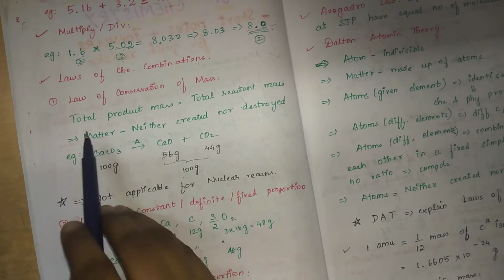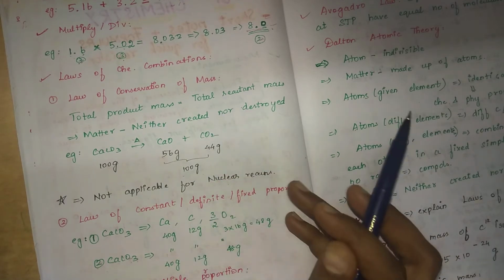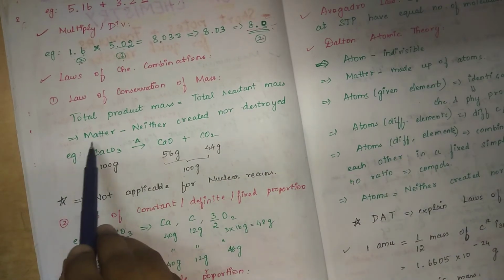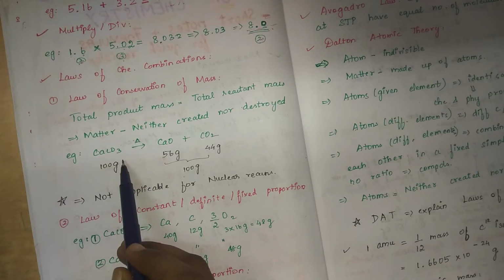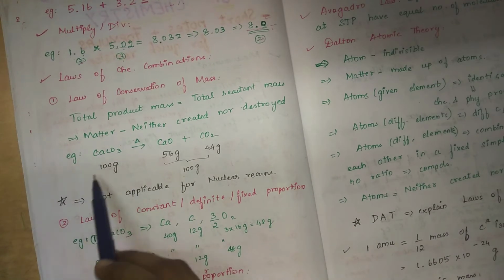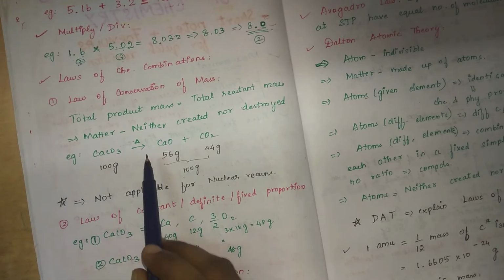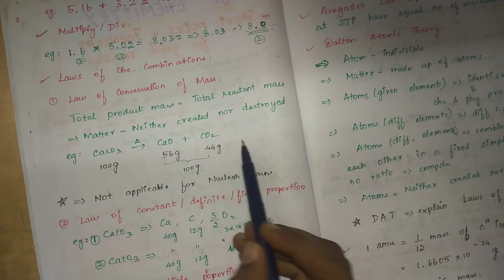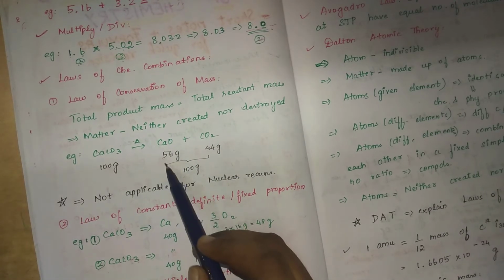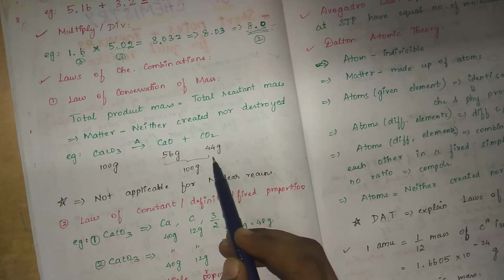It states that the total product mass after the reaction is equal to the total reactant mass. That is, matter is neither created nor destroyed. For example, calcium carbonate. If you have taken 1 mole, it contains 100 grams of calcium carbonate. It undergoes decomposition while heating and produces calcium oxide plus carbon dioxide. 1 mole of calcium oxide contains 56 grams. Carbon dioxide means 44 grams.